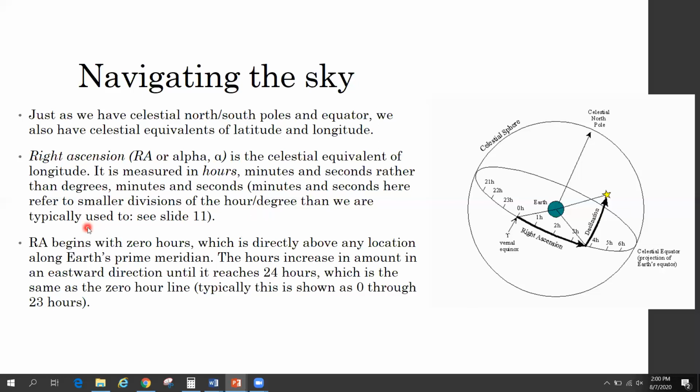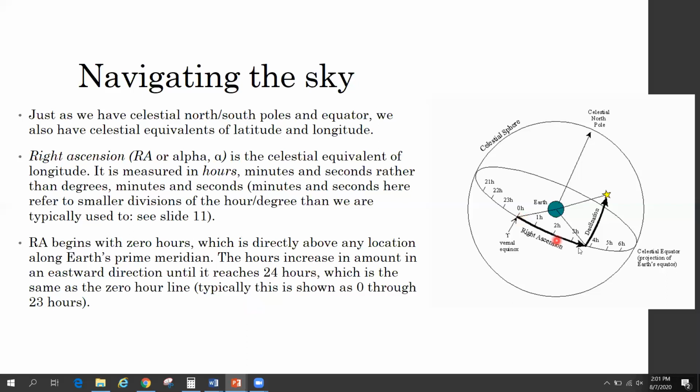Now, one other thing to be aware of is that right ascension begins on the celestial sphere with the 0-hour line, which is directly above any location along Earth's prime meridian. The hours increase in amount in an eastward direction until you reach 24 hours, which is the same as the 0-hour line. Typically, because the 0-hour line and the 24-hour line are the same line, most of the time the 24-hour line is not going to be marked as such. It'll just be marked as 0.